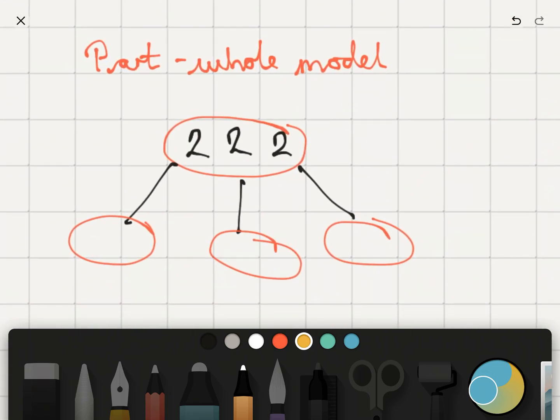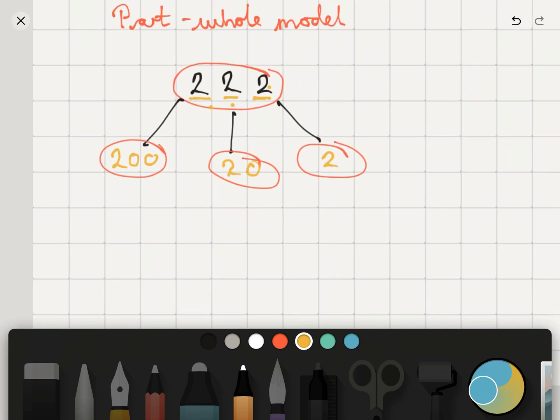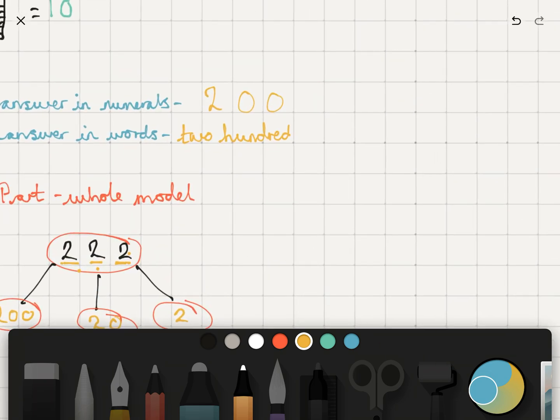Right, the next thing we're going to look at is a whole part model. So for this, we need to use our place value knowledge of how to split a number into its all different place values. So quite nice and easy. We'll go through each number at a time. So this 2 here, that is simply 2 because that is in the ones column. This one is in the tens column, so that means 20. And this one here is in the hundreds column, so that is 200. Okay, so that is how you'd split it in a whole part model.